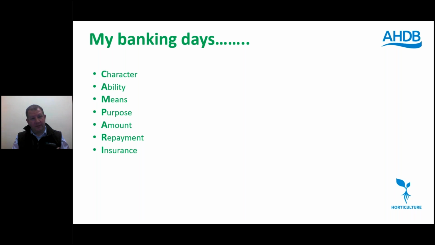As you can see here, CAMPARI is the character, ability, means, purpose, amount, repayment, and insurance. And we'll go through them in a little bit more detail as the presentation goes on. But hopefully the first thing I can get across to you is that the bank want to look at the people in the business in the first instance.